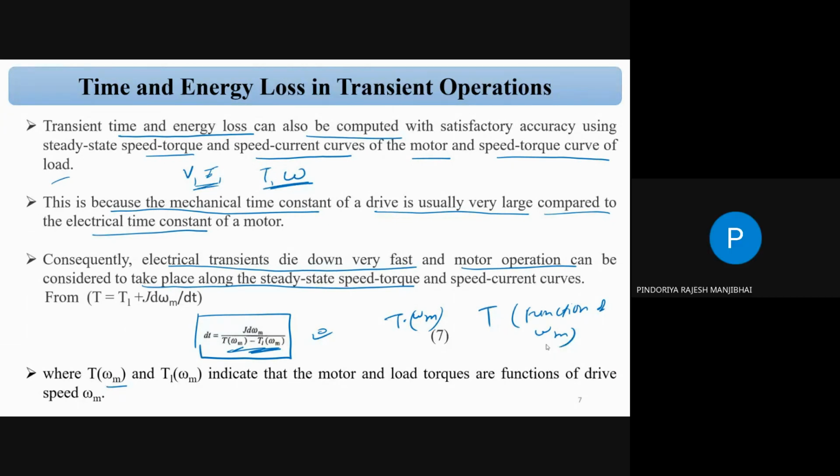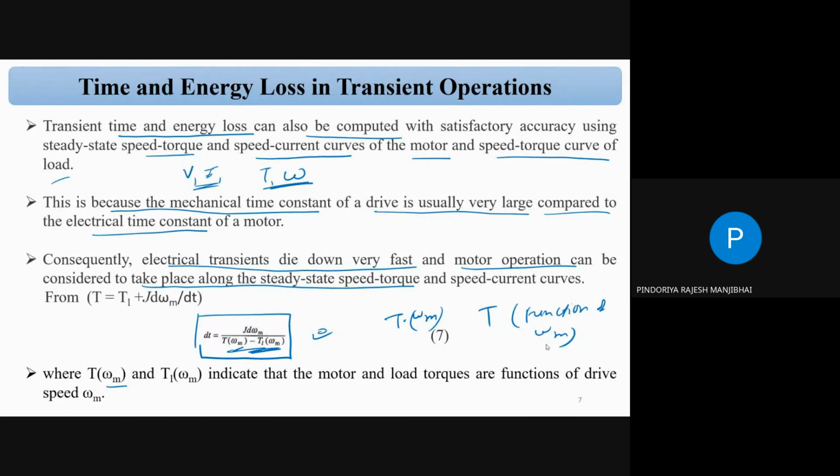Yes, sir. T is a function. Obviously, T is a function of omega M, because this torque is dependent on your motor speed, correct? Suppose torque is changing, then your speed is also changing, correct? Suppose the motor is running and you suddenly increase the torque, then it will affect the speed also.